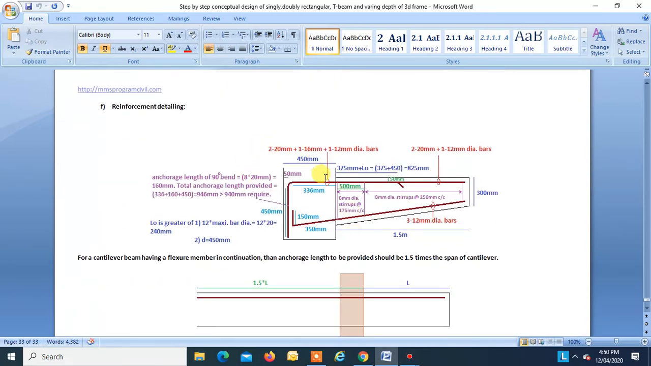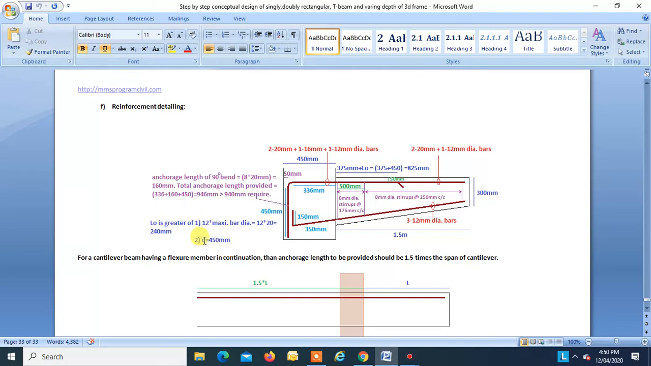Okay, so over here the steel is 220, 116 and 112, and we are curtailing the 116 mm dia bar. That can be curtailed at a distance of 375 mm plus L0. L0 has to be the greater of 12 into the maximum diameter. The maximum diameter is 20. 12 into 20 is 240, or D, that is 450.